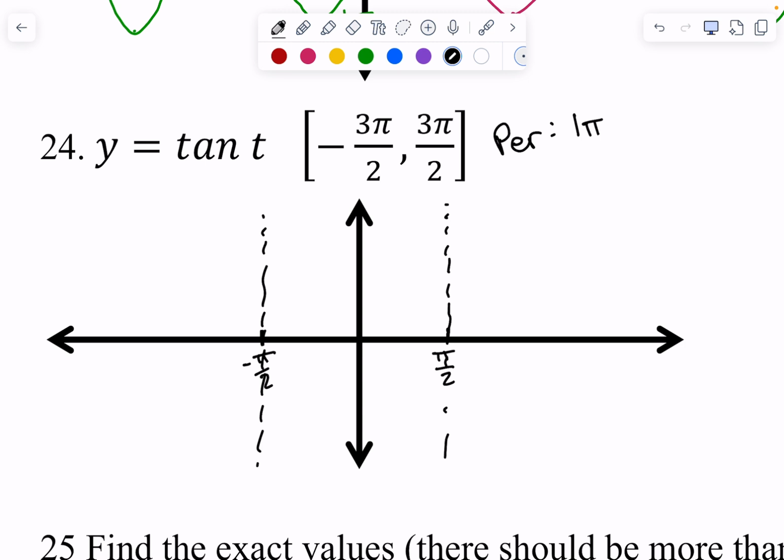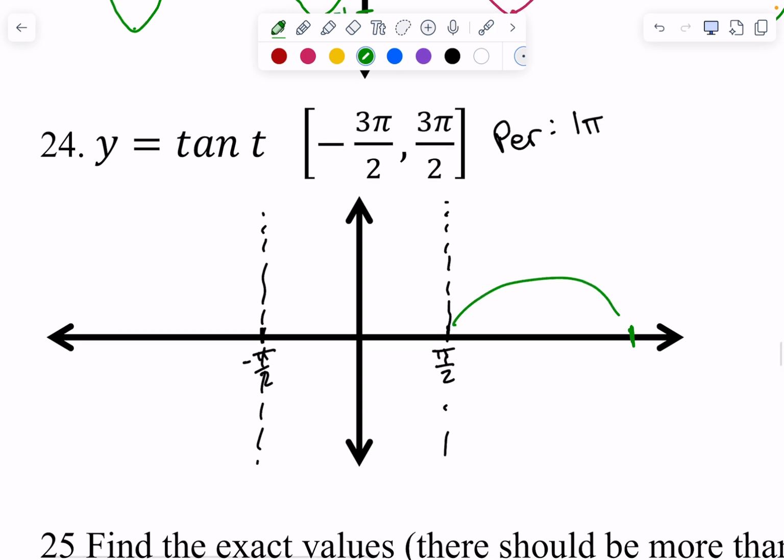Okay. Now, real quick. Pi over 2 is my vertical asymptote there. Where will the next vertical asymptote hit? There's pi in between. So if I add pi to pi over 2, I get 3 pi over 2. He'll be at 3 pi over 2, right? And that's where my next vertical asymptote will be.